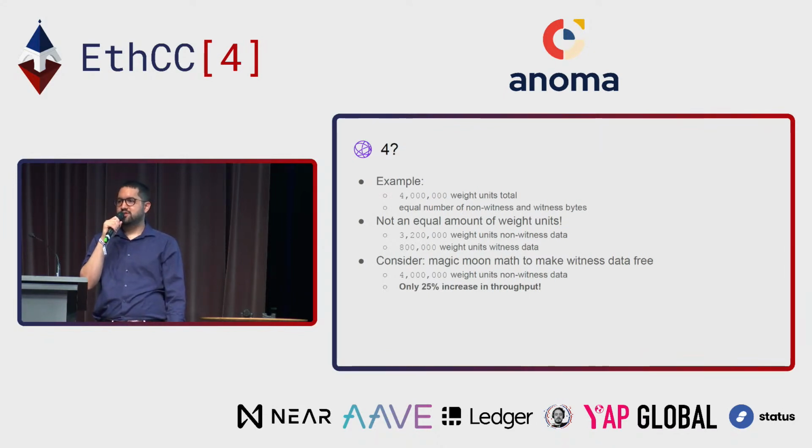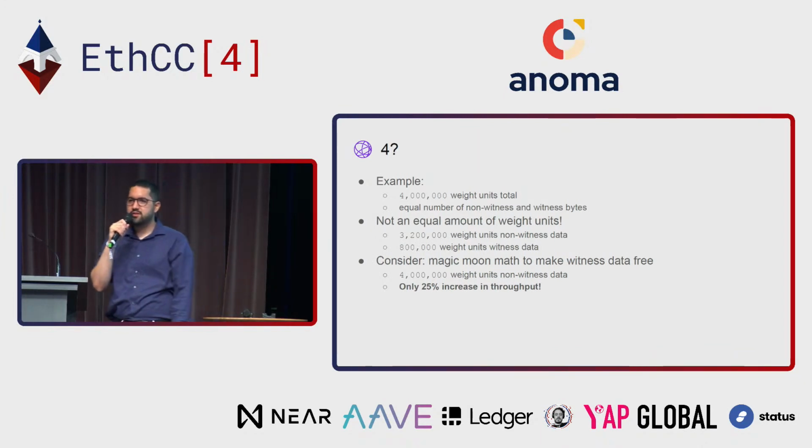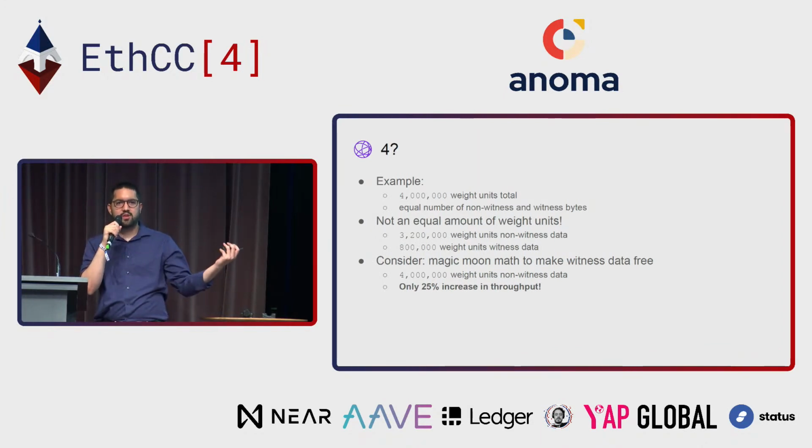Which is a bit suspicious because we've done all this hard work. We removed this witness data. Witness data takes up half the number of bytes in our block. Why is it only a 25% increase in throughput, right? Previously Bitcoin used to be metered only by bytes. If you remove half the bytes in our block, because again, we have an equal number of non-witness and witness data, you'd expect to have maybe double the throughput. Why is it only 25?